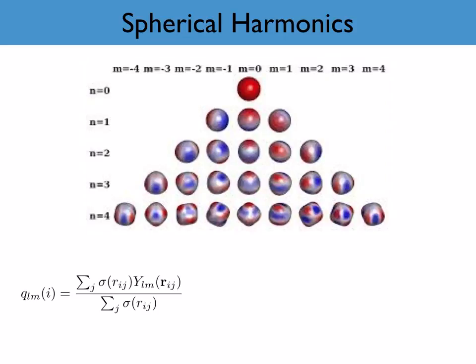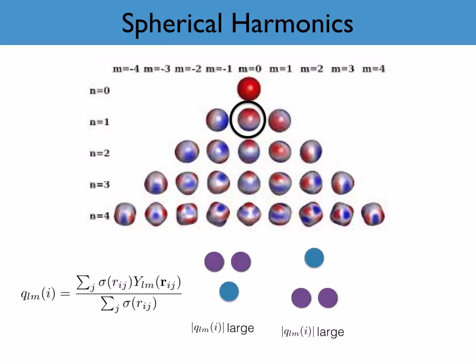The reason we do this is best explained by considering the three functions with L equals 1. If we look at the middle of these three functions, the magnitude of QLM will be large when the atoms are arranged like this, or like this. It will be small if they are arranged like this. This is good as these are markedly different configurations. One is linear, whilst the other has C2V symmetry.